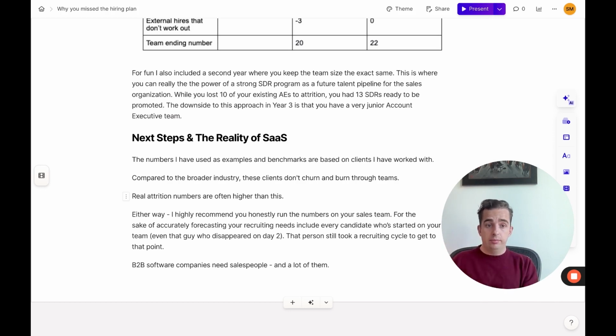I'm going to close this out by telling you, B2B software companies, they need salespeople. They need a lot of them. You just need a lot of candidates in the process to make these hires.